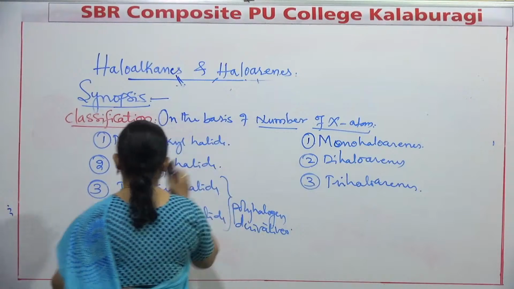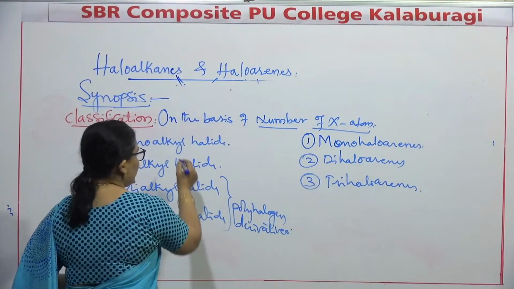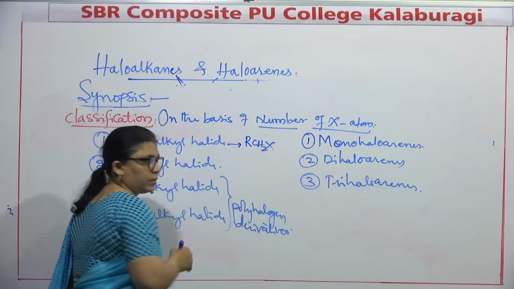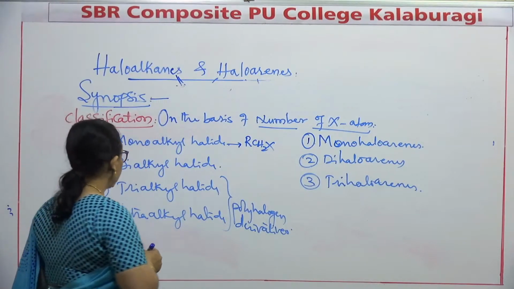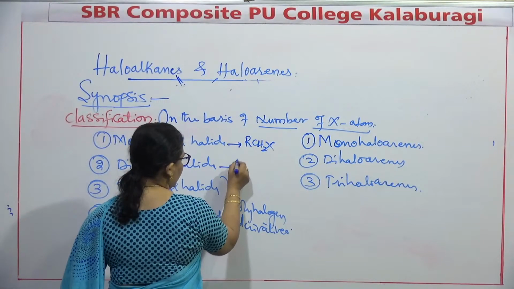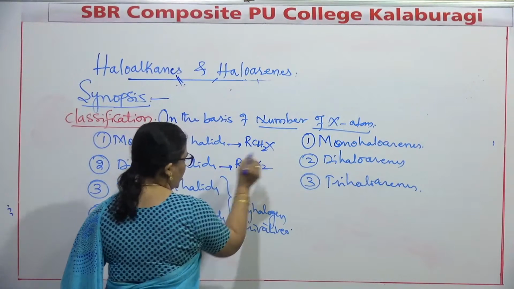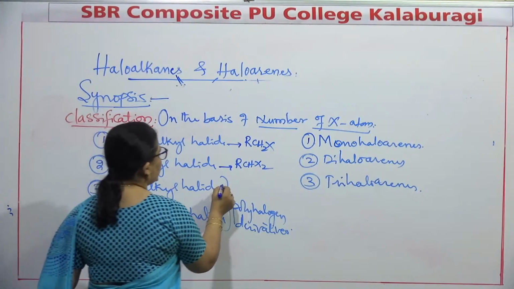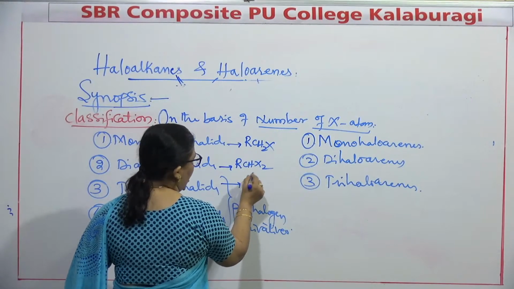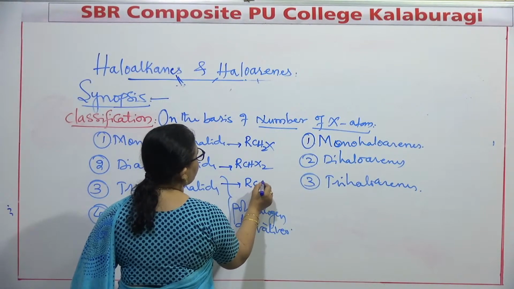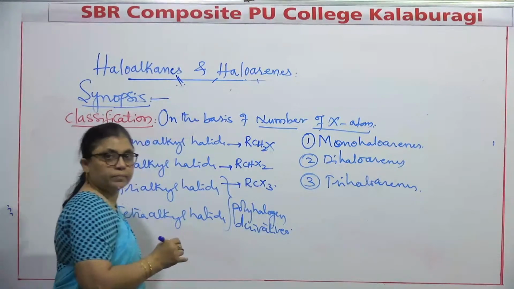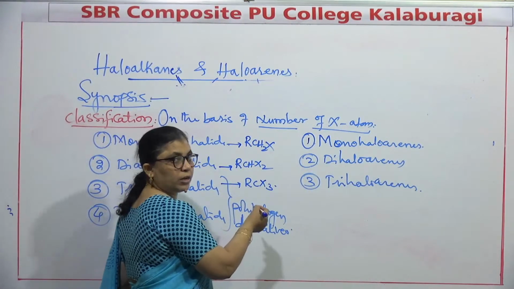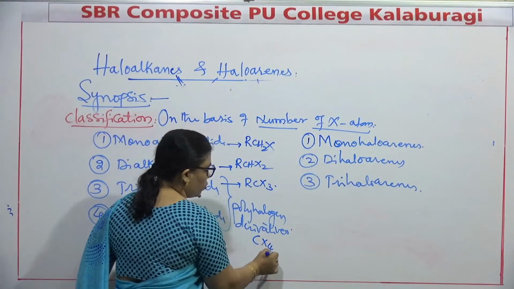How are they classified? You can write it like this: monohalogen as RCH2X. Dihalogen we can write as RCHX2; they may be geminal or vicinal, that we'll see later. Trihalogen we can write as RCX3. Even the tetrahalogen, children, we can write as CX4.